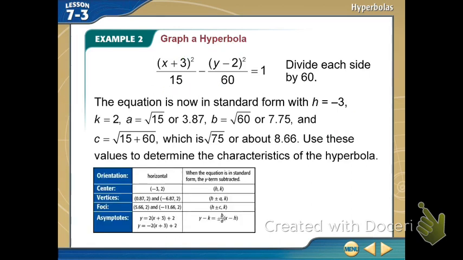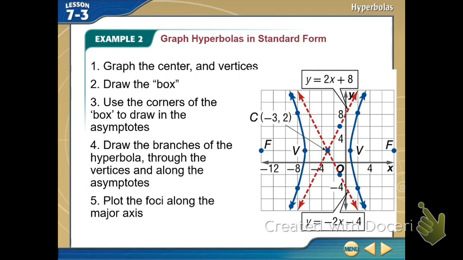So here again is a summary of all of the things that we have for this hyperbola. And if I was going to graph this, I would start by plotting the center, -3, 2. I would draw the box, right? So going out the square root of 15, out the square root of 15, and you're just going to have to estimate that on your graph. And then up and down the square root of 60, right? And then this is the box that I get.